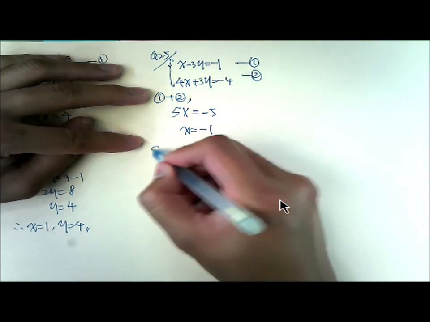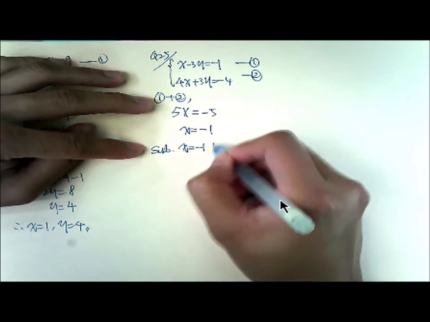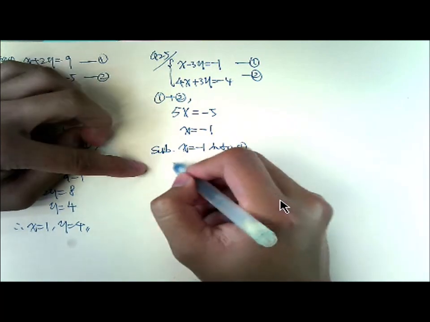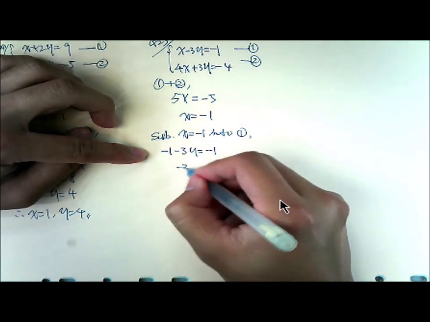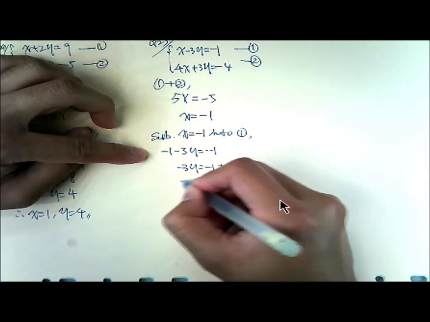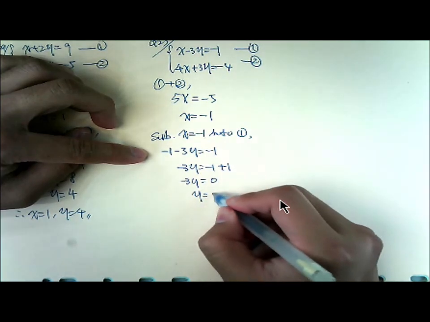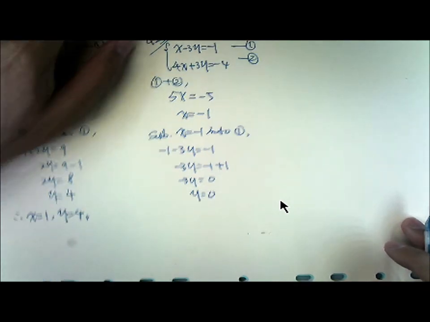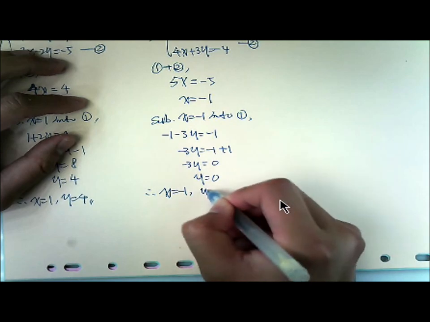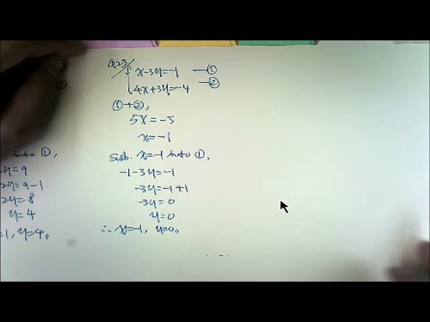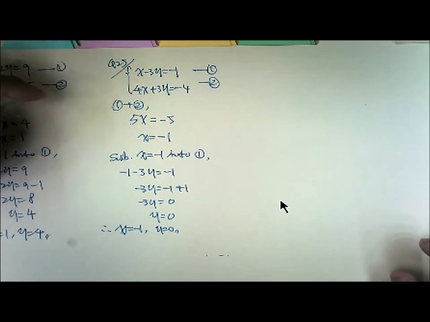Is it okay? Both are okay for that. So you substitute x equals minus 1 into 1, let's say. So you have minus 1 minus 3y equals minus 1. Is it okay? So move the minus 1 to the other side, it becomes positive 1. You get minus 3y equals 0. Understand? So y equals 0, because 0 divided by minus 3 is still 0. So make the conclusion: x equals minus 1, y equals 0. Okay? Understand? So I will do one more.